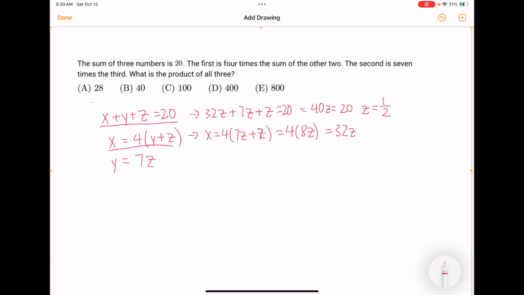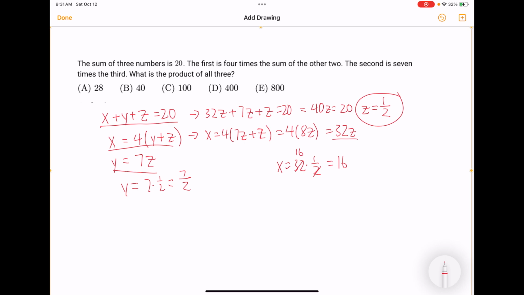Now this is simple. We know that z is equal to 1/2. We can plug that into this to get y equals 7 times 1/2, which is 7/2. And then we can also plug z into right here to find x. So x would be equal to 32 times 1/2, and that is equal to 16.